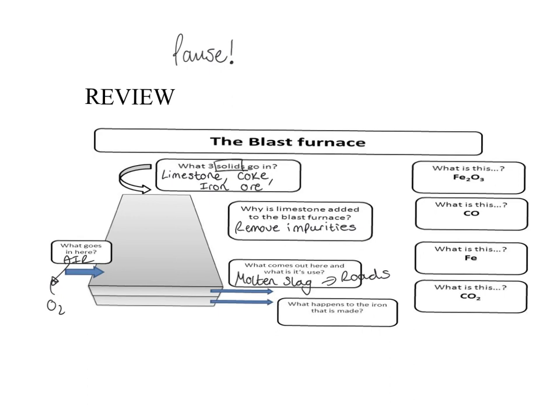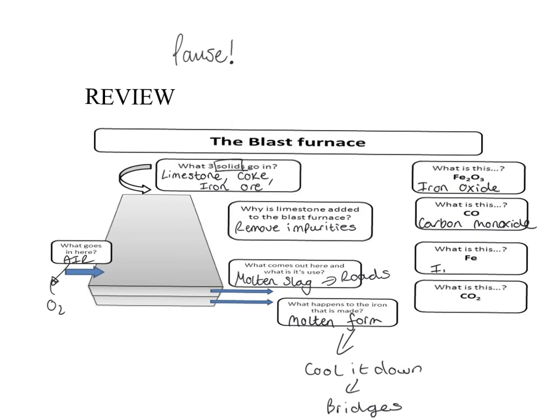What happens? Well, it comes out in a molten form. So then we cool it down, and then it's used to make bridges, large-scale structures. What is Fe2O3? That's iron oxide. That's carbon monoxide, because it's only got one oxygen. That's just iron, and that's carbon dioxide. So with this, it's just learning to be able to label the blast furnace and to be able to talk about what happens at each section.